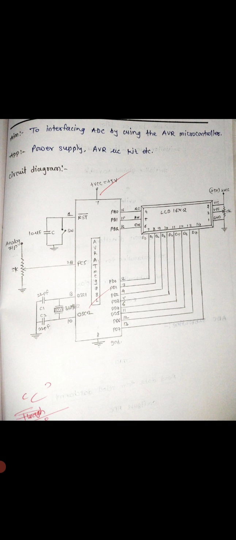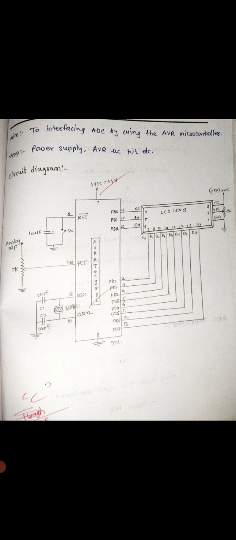Here is the circuit diagram. In the circuit diagram, the AVR microcontroller's reset pin, pin number 1, is connected to a reset circuit consisting of a 10 microfarad capacitor and a switch. Port C pin number 5 is connected to the analog input.